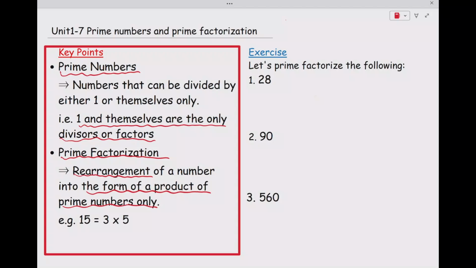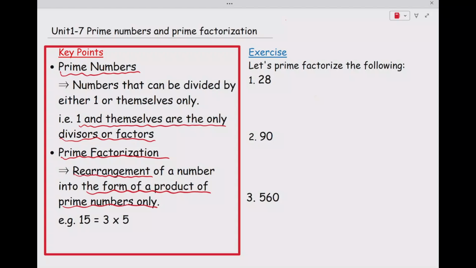How do we do this? All you need to do is to keep dividing the number with smaller prime numbers until the bottom number becomes a prime number. Circle all the L-shaped numbers and connect them with multiplication signs. Now you remember.